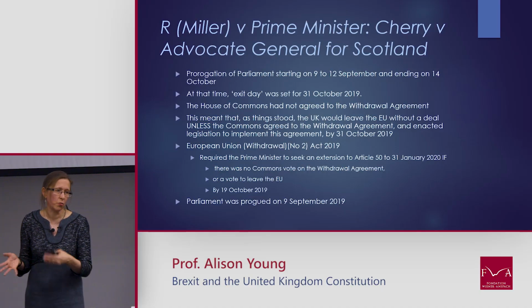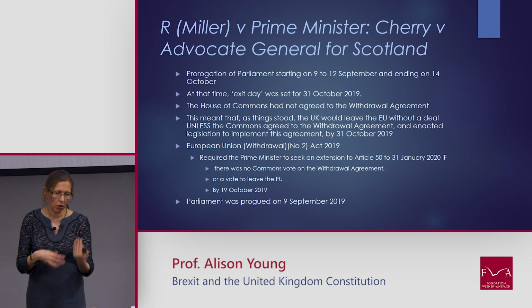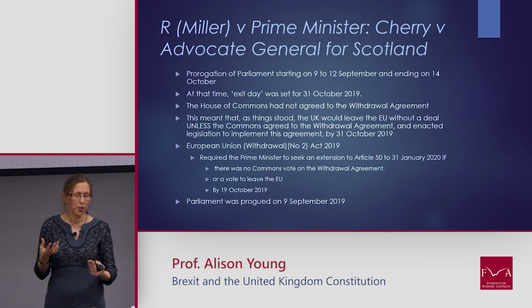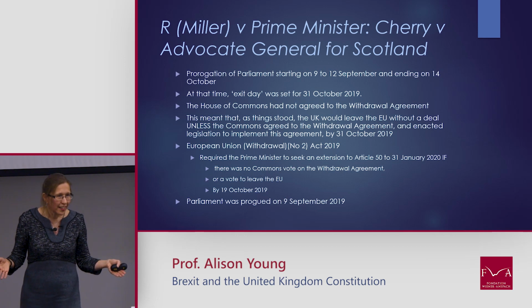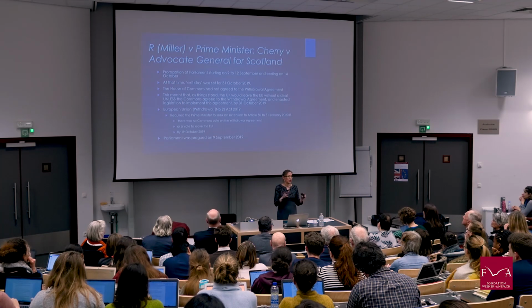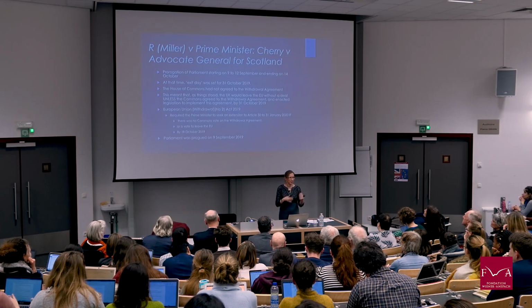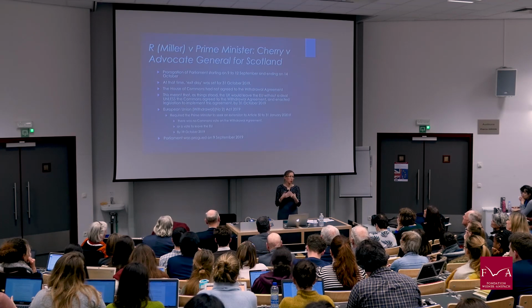Once the prorogation was announced, Parliament pushed back, and we got the European Union Withdrawal No. 2 Act 2019. It's not easy to say, so sometimes I might use its nickname that the Prime Minister gave it, which is the Surrender Act, and I'll explain why he called it the Surrender Act. But this was a pushback to try and push back against leaving with no deal.